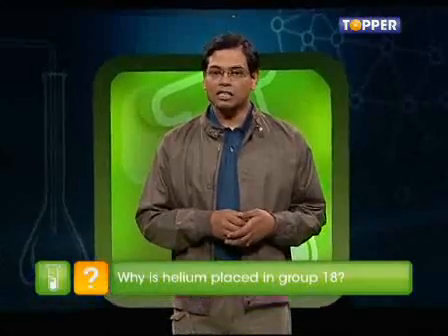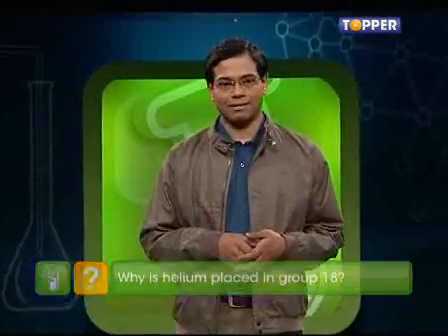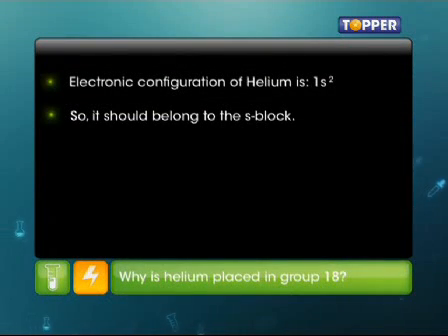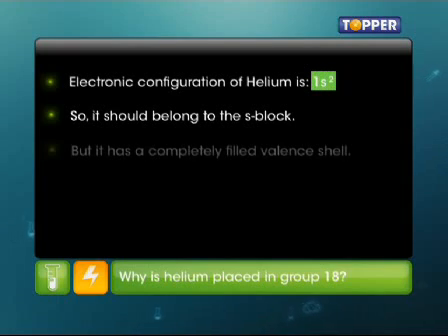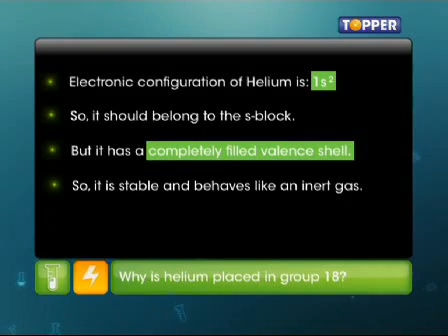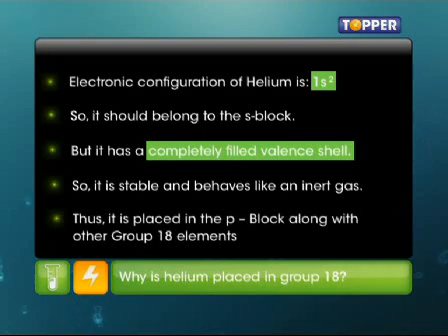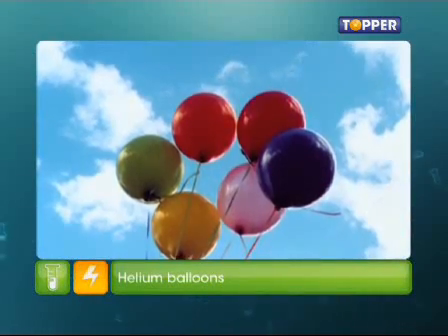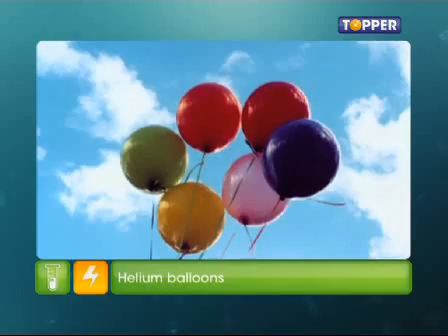Welcome back. Before the break, I had asked you the question, why is helium placed in group 18 in spite of not having any p orbitals? And here is the correct answer. Helium belongs to the S block as per the electronic configuration, but it has a completely filled valence shell. So, it behaves like an inert gas and is positioned in the p block along with the other group 18 elements. Think about that the next time you see those helium balloons.